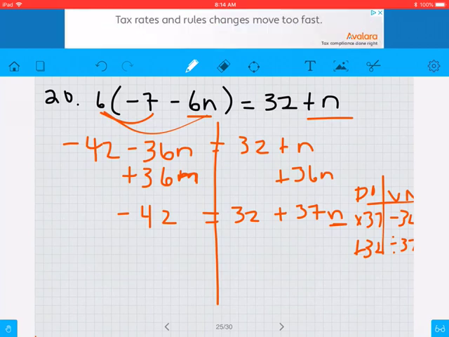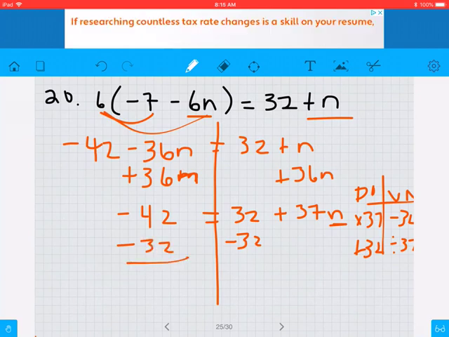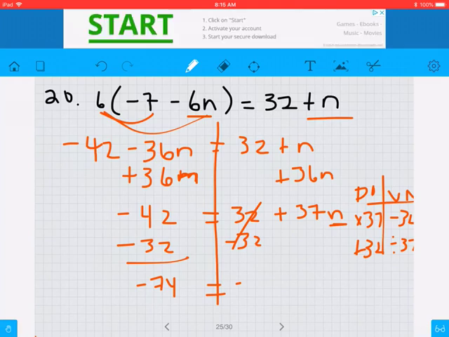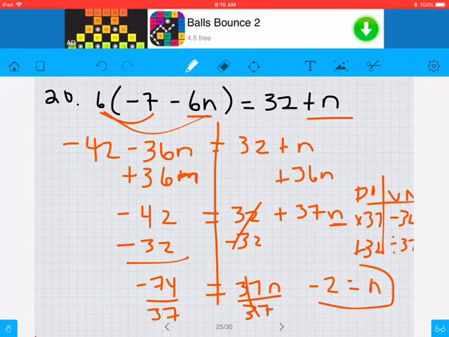So let's go ahead and do that. Subtract 32 from both sides. Negative 42 minus 32 is going to put me deeper into the negatives, and this one's going to cancel, which is going to give me 37n. And when I divide by 37 on both sides, negative 74 divided by 37 is going to give me a negative 2. And this right here is just going to leave me with n. So n equals negative 2 for your answer there.